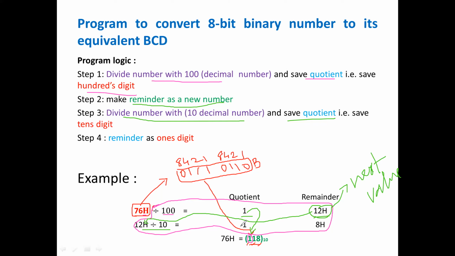After dividing, it will have a quotient and remainder. The quotient is going to be your tens digit, and the remainder is going to be the first digit, the units digit. In this way, you are going to collect your decimal value from the given binary data.